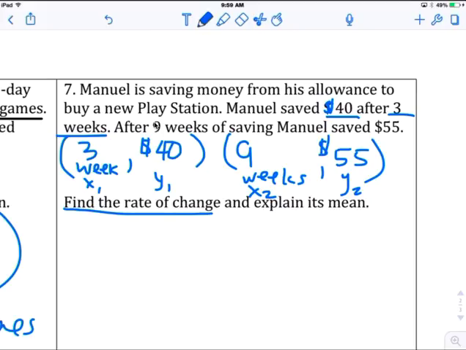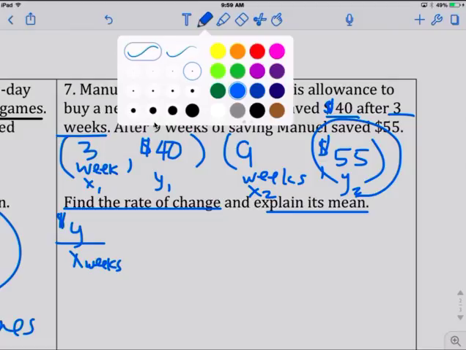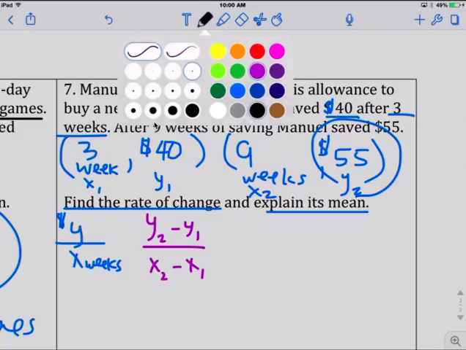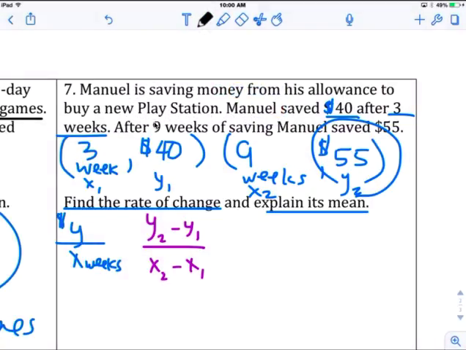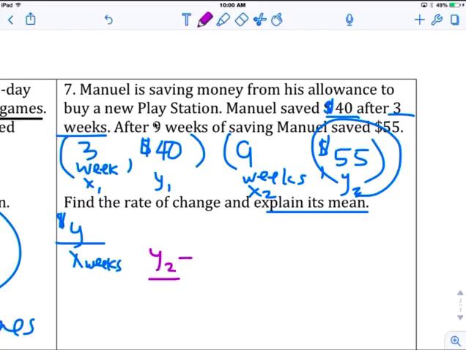Why do we do this? It's because we need to find the rate of change, and then we have to explain what it means. And it's y, which is dollar, over x, which is weeks. Okay, y2 minus y1 over x2 minus x1. Y2 is 55. I'm going to write lower, so y sub 2 minus y sub 1 all the way through, x sub 2 minus x sub 1.